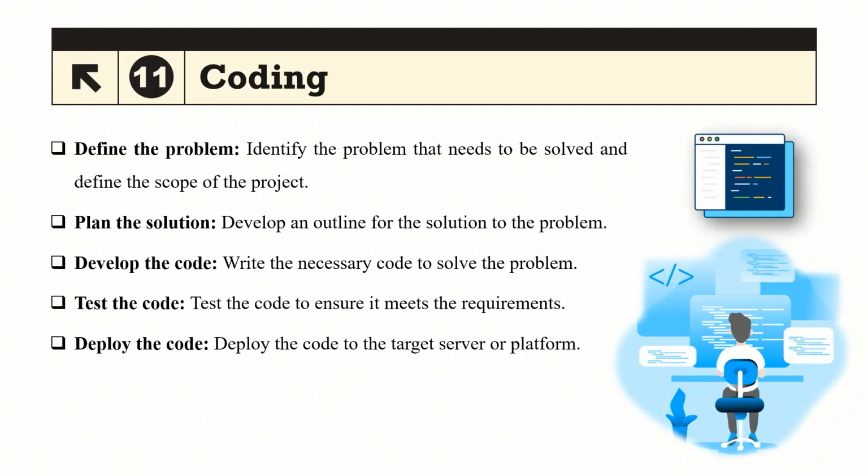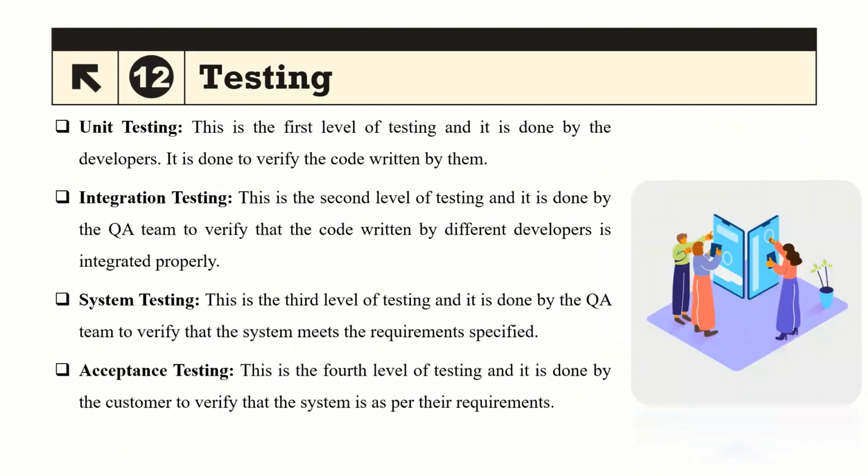Defining the problem, planning the solution, and developing the code is the main criteria of this phase. This may involve updating code, integrating third-party libraries, modules, and testing the software to ensure it meets the required functionality and performance. Now let's move on to the next slide for the testing section.